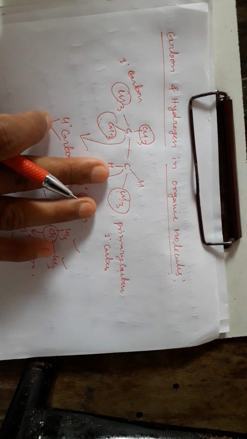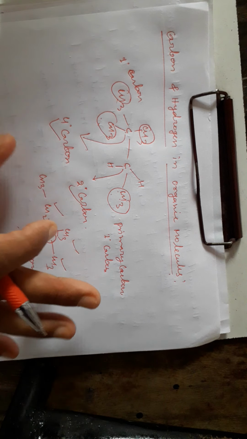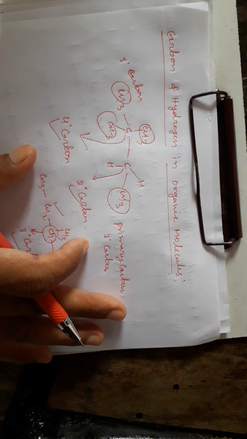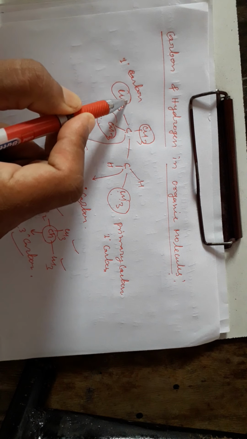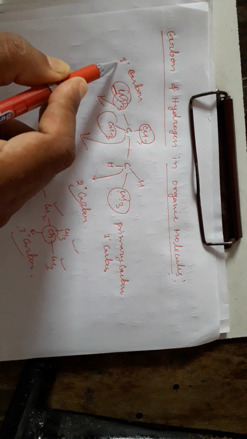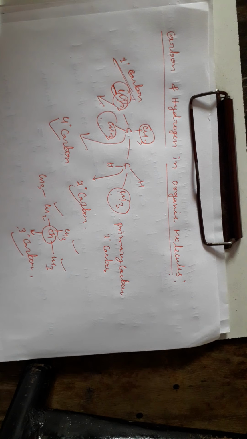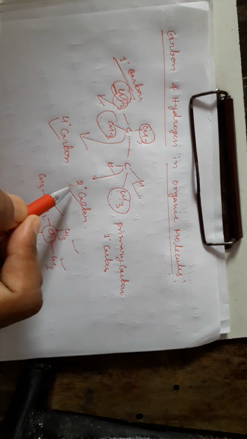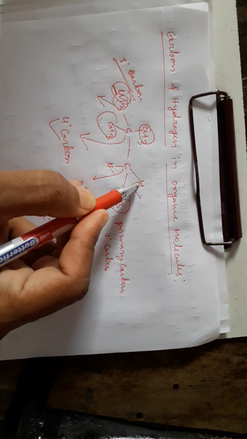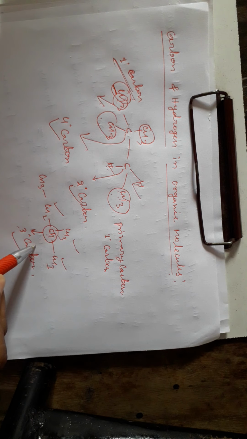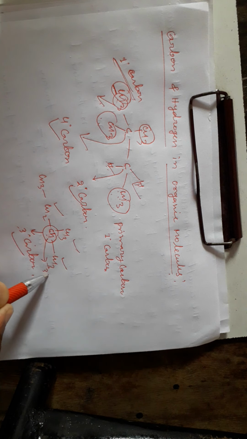A hydrogen atom is assigned as 1 degree, 2 degree, 3 degree when it is bonded to 1 degree, 2 degree and 3 degree carbon atoms respectively. For example, these three hydrogen atoms are attached with 1 degree carbon, so these hydrogen atoms are known as primary hydrogen, that is 1 degree hydrogen. This and this, that is these two hydrogen atoms, are attached with secondary carbon, so these two hydrogen atoms are known as secondary hydrogen. This hydrogen atom is attached with 3 degree carbon, so it is called 3 degree hydrogen.